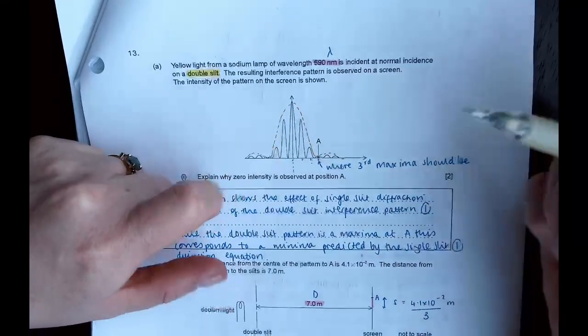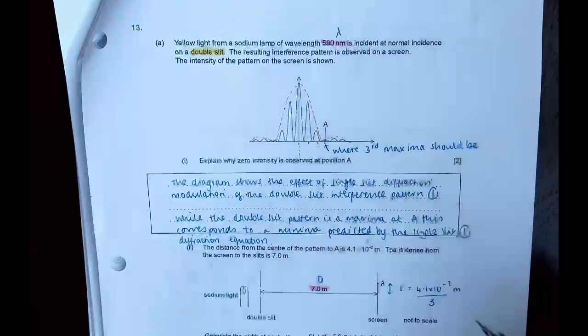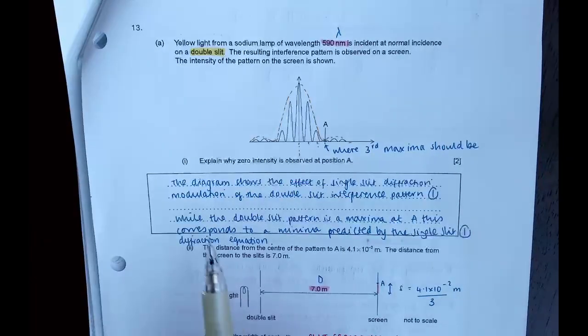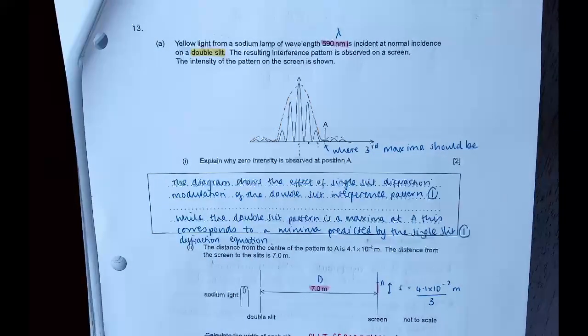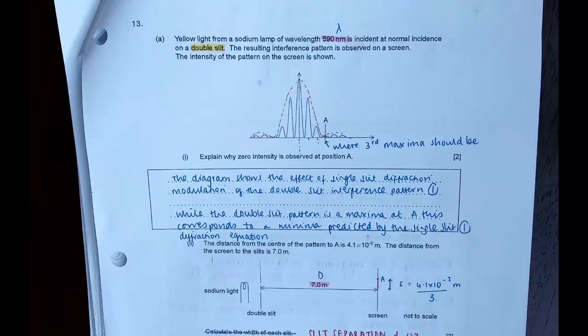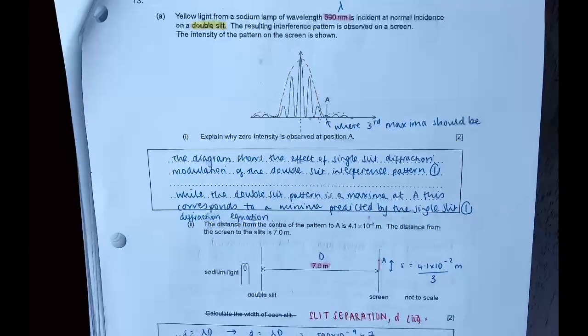We don't see that though, we see a minima. It asks you to explain that. So, 1 mark: the diagram shows the effect of single slit diffraction modulation of a double slit interference pattern. While the double slit pattern would be a maxima at position A, this corresponds to a minima predicted by the single slit diffraction equation, which is why we therefore see 0 intensity at that point.